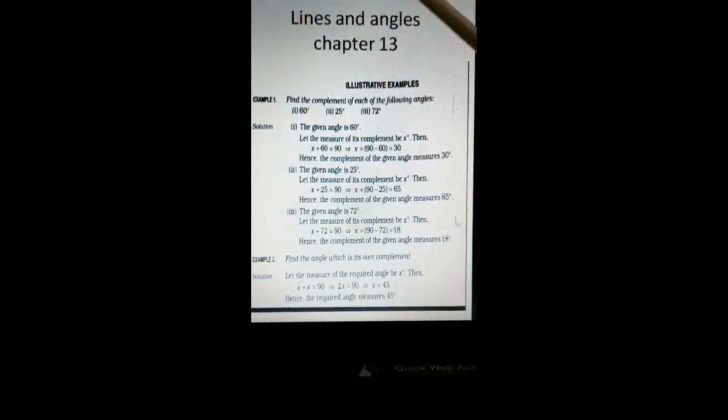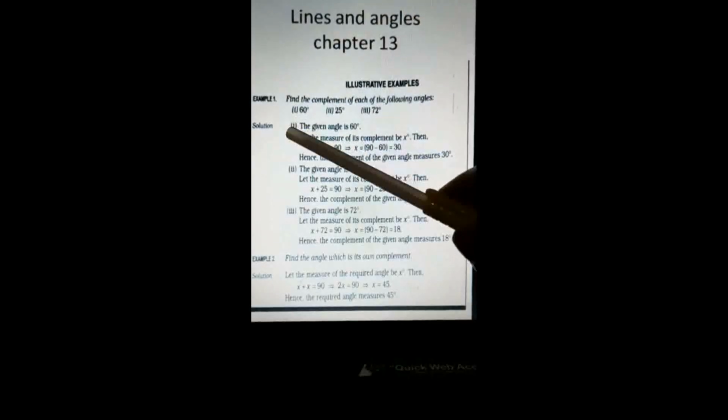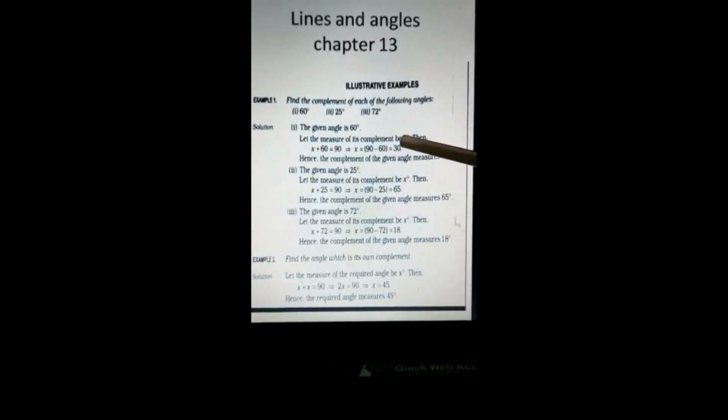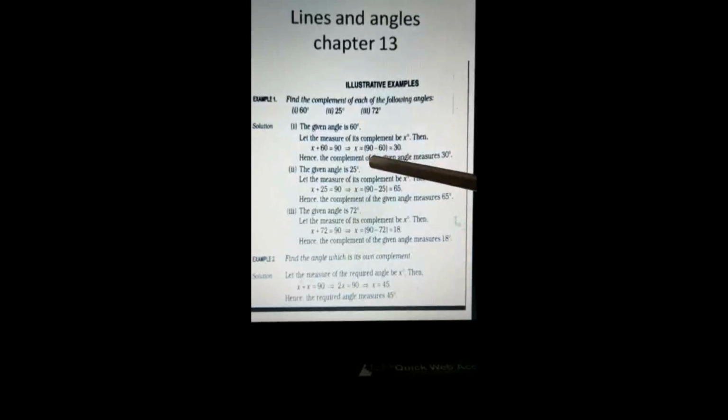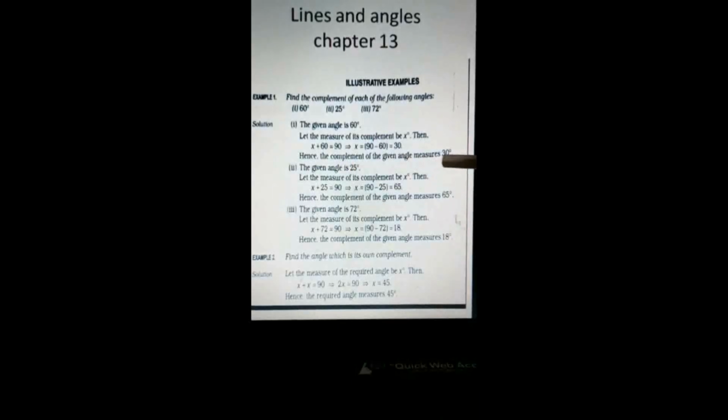So, let the complement be x. Okay. So, just see the first example, the first part. The given angle is 60 degree. So, let the measure of its complement be x degree. So, x plus 60 is equal to 90. That means x is equal to 90 minus 60, that is 30. So, hence, the complement of the given angle measures 30 degree.